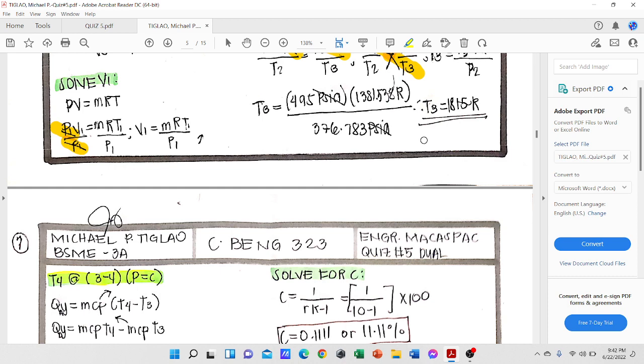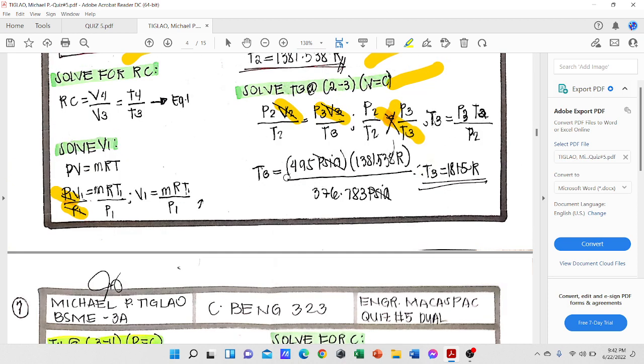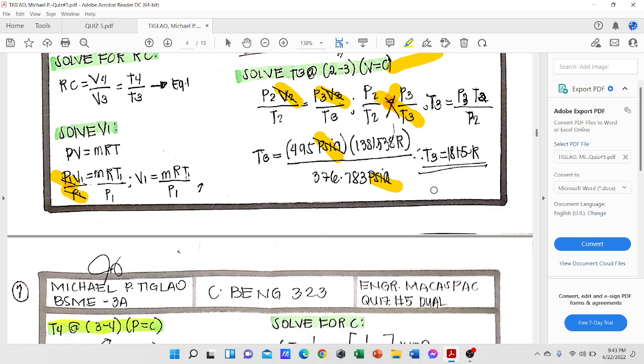So, substitute lang natin yung value. So, P3 natin is 495. Then, yung temperature 2 na 1,381.538. Yung pressure 2 natin na 376.783. So, cancel yung unit ng PSIA. So, temperature 3 natin is 1,815 Rankine.